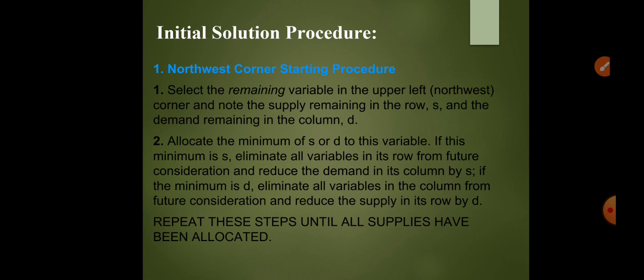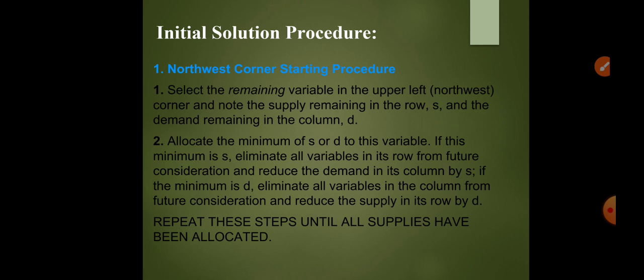The initial solution procedure. The first type is the northwest corner starting procedure. Select the variable in the upper left, the northwest corner, and note the supply remaining in the row, S, and the demand remaining in the column, D. Allocate the minimum of S or D to this variable.